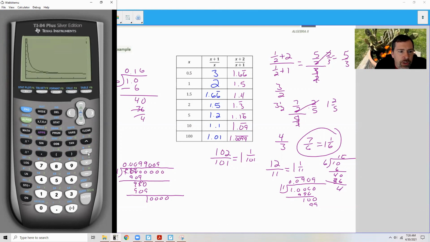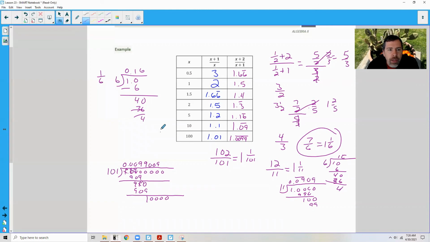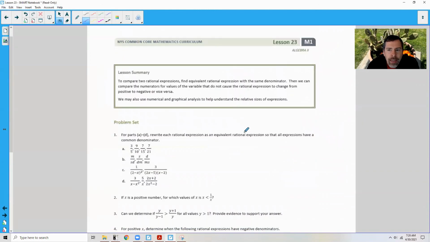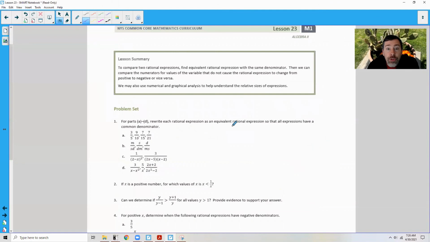There is the first function, okay? And there's the second. So x plus 1 divided by x and x plus 2 divided by x plus 1 look like they're both converging on the same value. They're getting closer and closer to 1, but they just never seem to get there. And that's what's going to happen with rational expressions or functions. Okay, so that is the end of lesson 23. Go do your problem set.